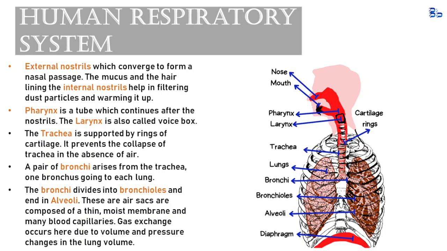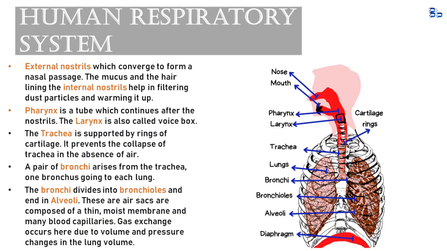Now the nostrils will continue on to a tube-like structure called the pharynx. The pharynx is the area where the food pipe and the windpipe, basically the esophagus and the trachea, diverge and form the digestive and respiratory systems respectively. Then the pharynx continues on towards a box-like structure called the larynx, which is the voice box. It has vocal cords and helps us with speech.